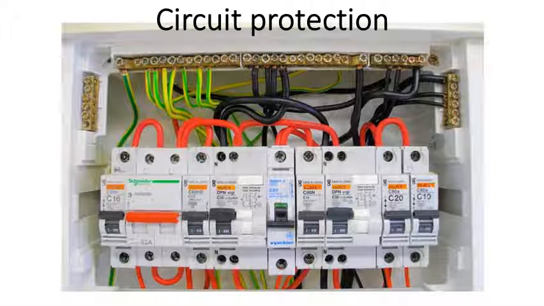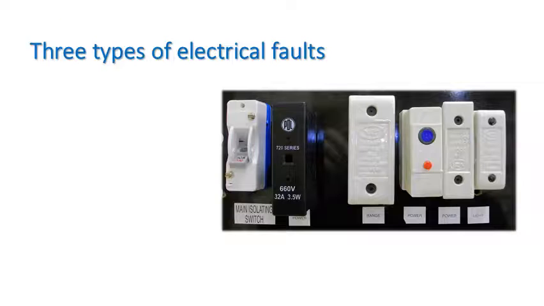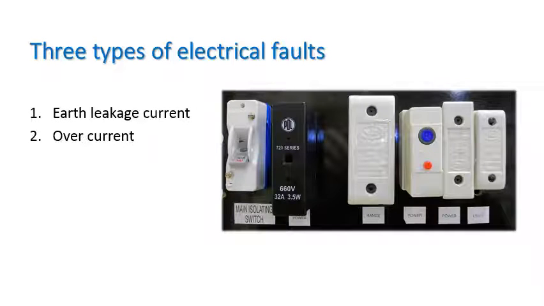Welcome to the video series on circuit protection. We're going to look at circuit protection, and we're going to start off with faults. We need to have a look at the types of electrical faults that you might find. The main three types that we're going to look at are earth leakage current, overcurrent, and short circuits.